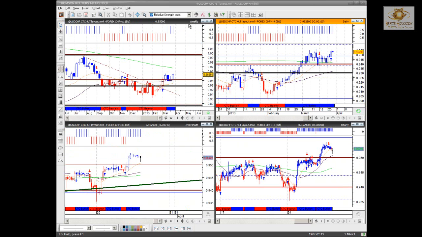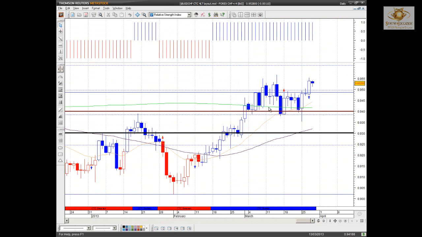On to the US dollar Swiss franc. Let's have a look at this particular pair. It's really gaining a bit of strength now. Price has really moved sideways. It has consolidated above the 0.9400, which happens to be a price support and resistance, but also above the institution.